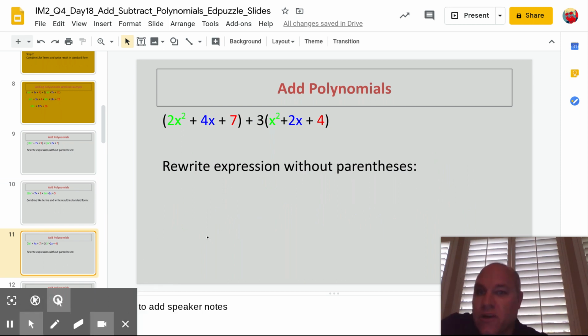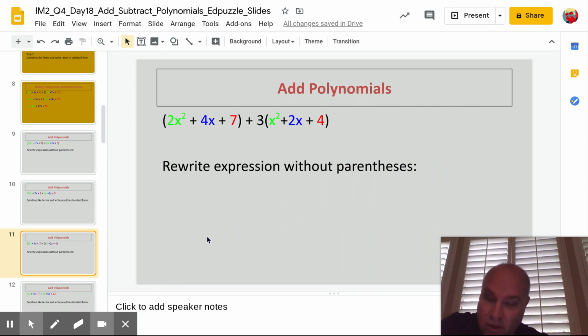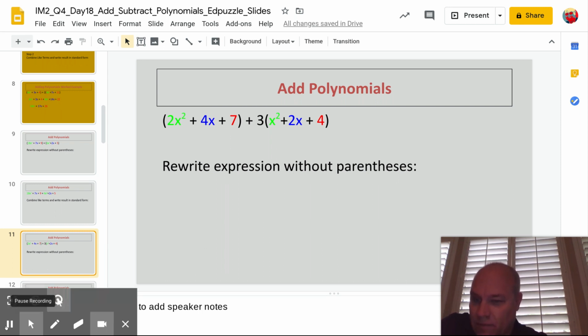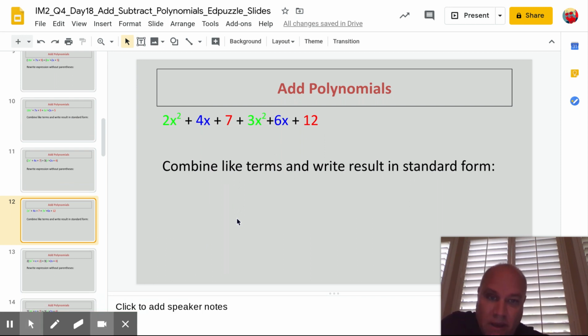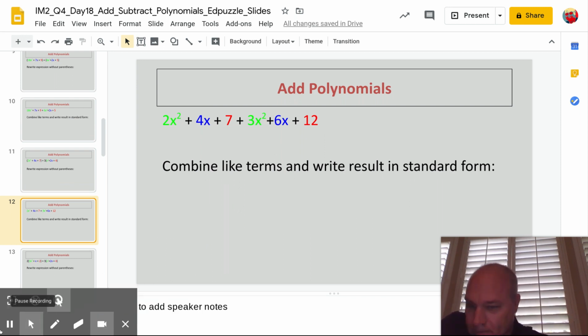Rewrite this expression without parentheses. So we have 2x squared plus 4x plus 7 plus 3 times x squared plus 2x plus 4. So I want you to rewrite it without parentheses. So now we have 2x squared plus 4x plus 7 plus 3x squared plus 6x plus 12. I want you now to combine like terms and write the result in standard form.